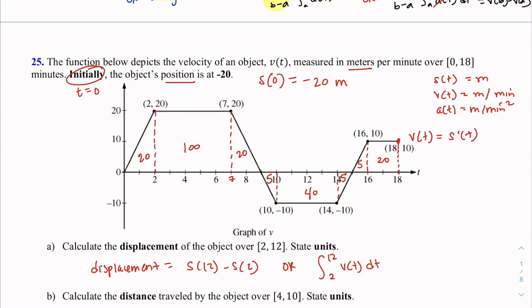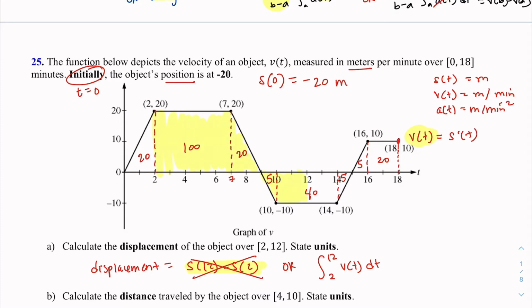Well, look at what you're given. For this definition, you need the position function. They didn't give us the position function. They gave us the velocity function. So we are not going to use this. We're instead going to use this definition because, again, it matches what they gave us. And this simply means find the area under the curve of v from 2 to 12. So let's highlight that.